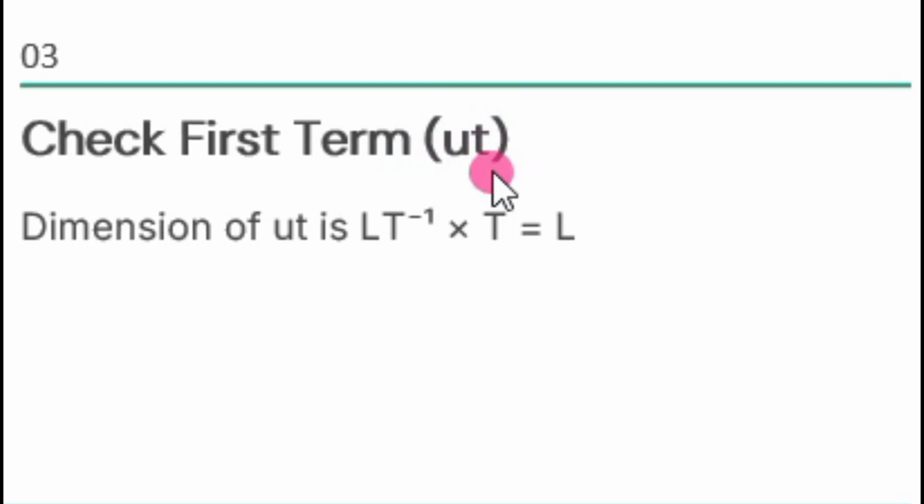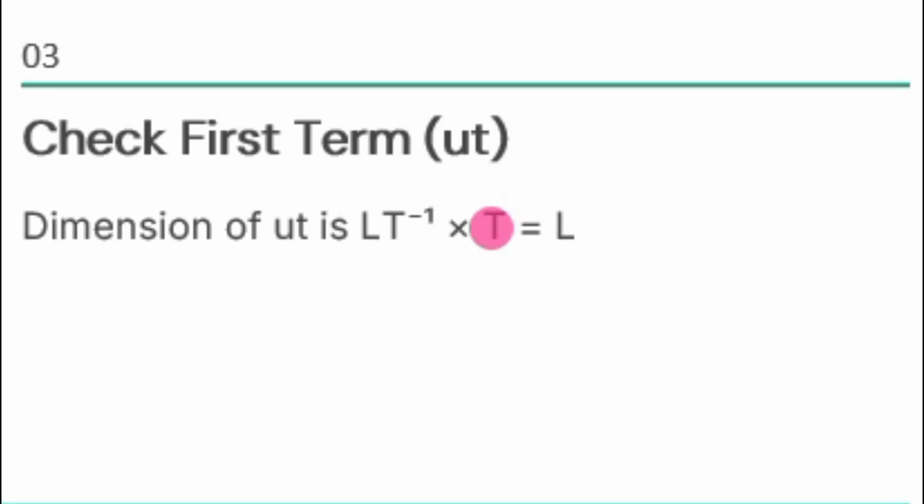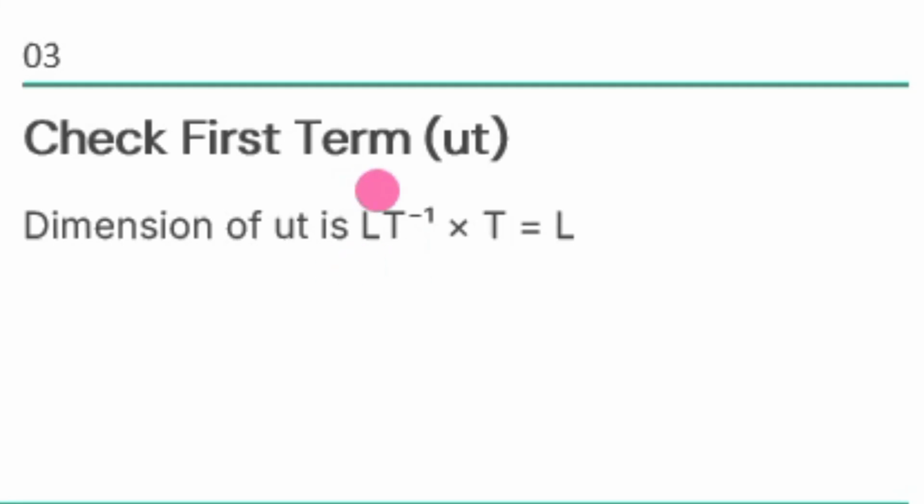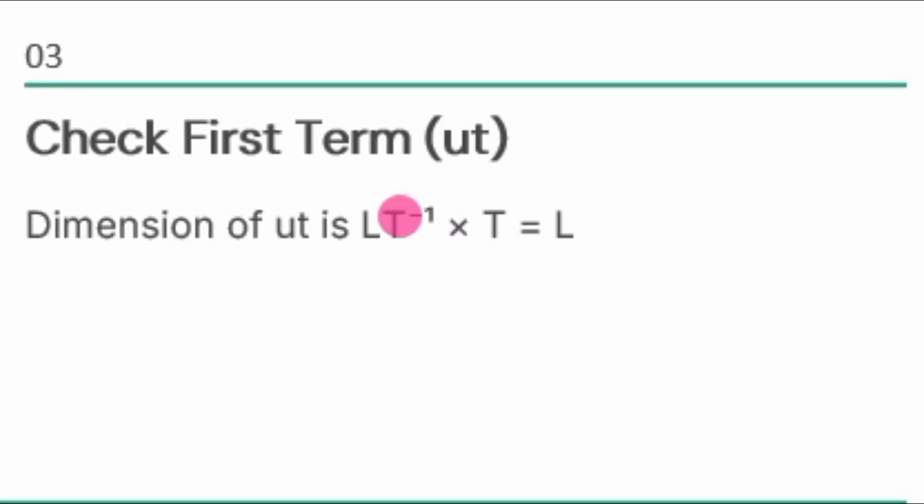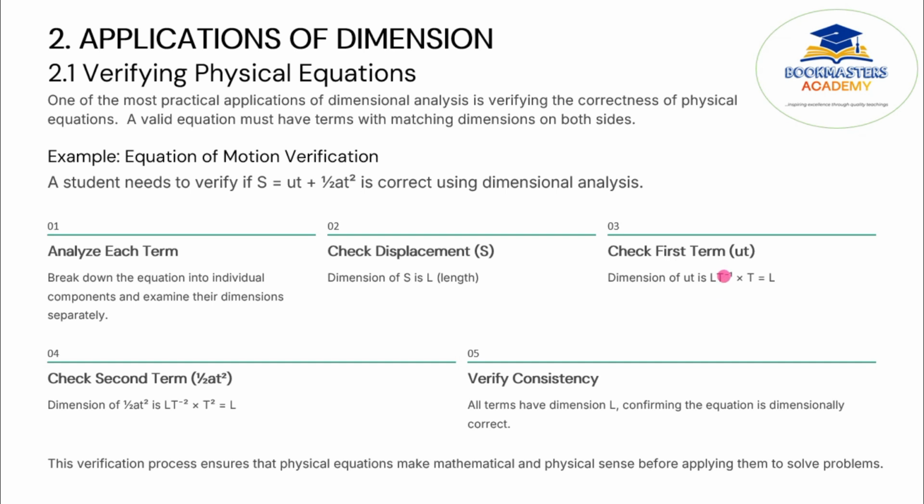Just to make sure we are clear, U is initial velocity and V is final velocity. So all we know is this is velocity, and we already know the dimension for velocity from our former slide as LT raised to the power minus 1. If I multiply this with T, this T will cancel the T to the power minus 1, which is just like 1 over T. So when you multiply, you just have L. You see, this part is correct.